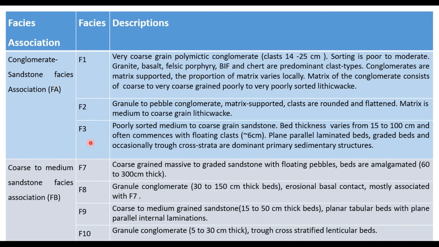FA consists of F1, F2, and F3 facies. F1 is the boulder conglomerate, polymictic, matrix supported, F2 is the granule to pebble conglomerate, and F3 is the interbedded sandstone unit. Facies association B consists of F7, F8, F9, and F10. F7 is the massive to graded coarse sandstone. F8 is the granule conglomerate, matrix supported, mostly associated with F7. F9 is the coarse to medium sandstone, with trough cross bedding to planar tabular beds. And F10 is the granule conglomerate, with trough cross stratified lenticular beds.